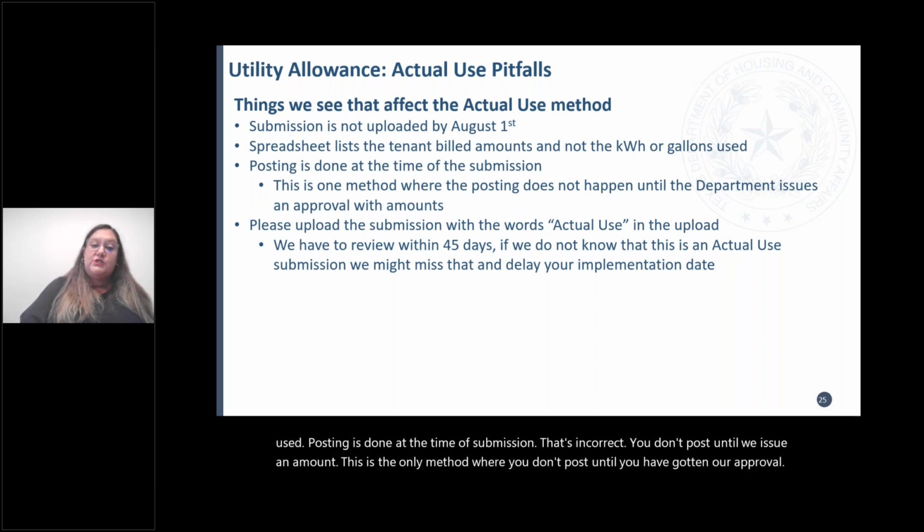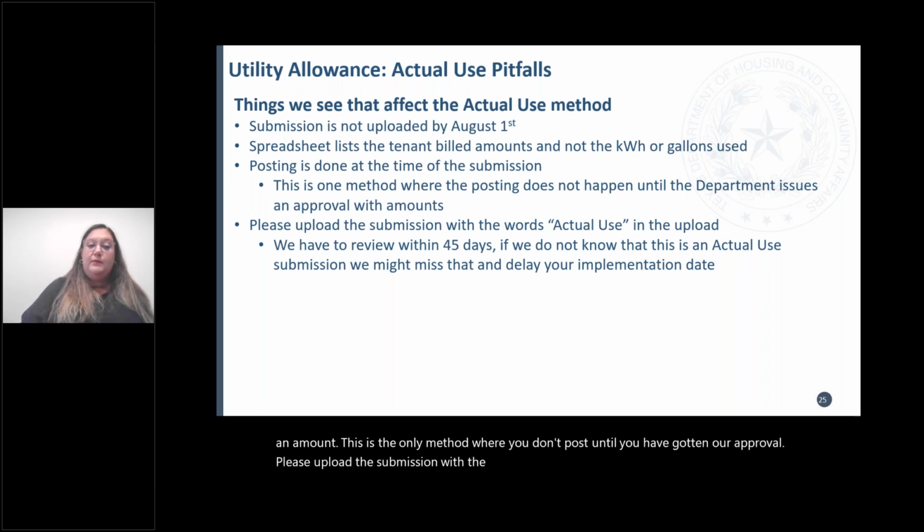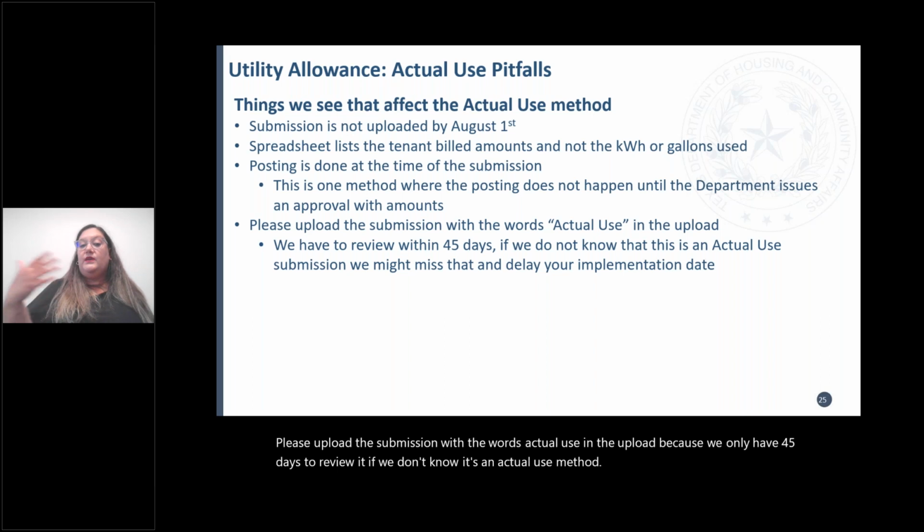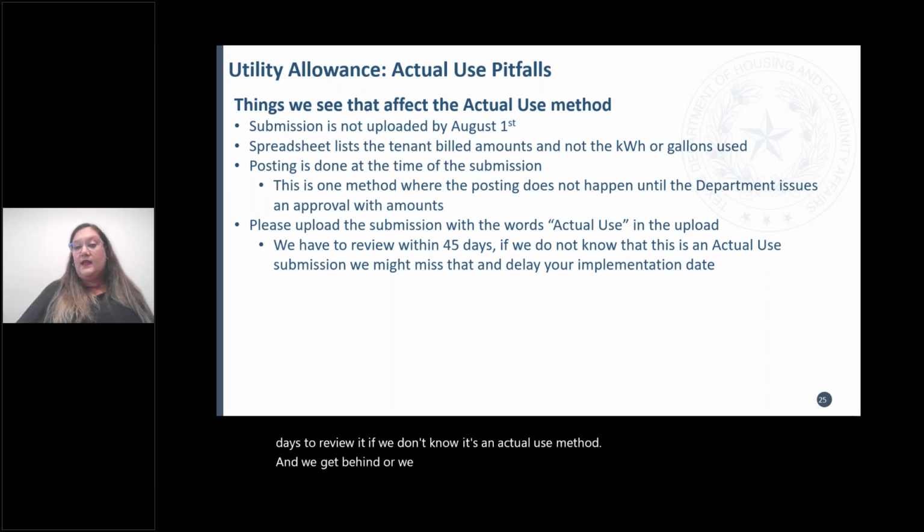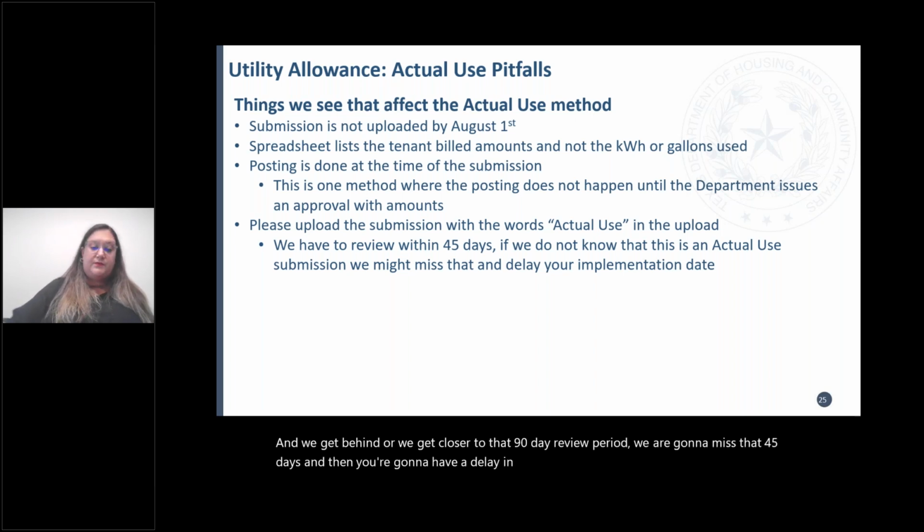Please upload the submission with the words actual use in the upload. Because we only have 45 days to review it, if we don't know it's an actual use method and we get behind or we get closer to that 90-day review period, we are going to miss that 45 days, and then you're going to have a delay in your utility allowance information. So those are helpful hints if you are going to use actual use.